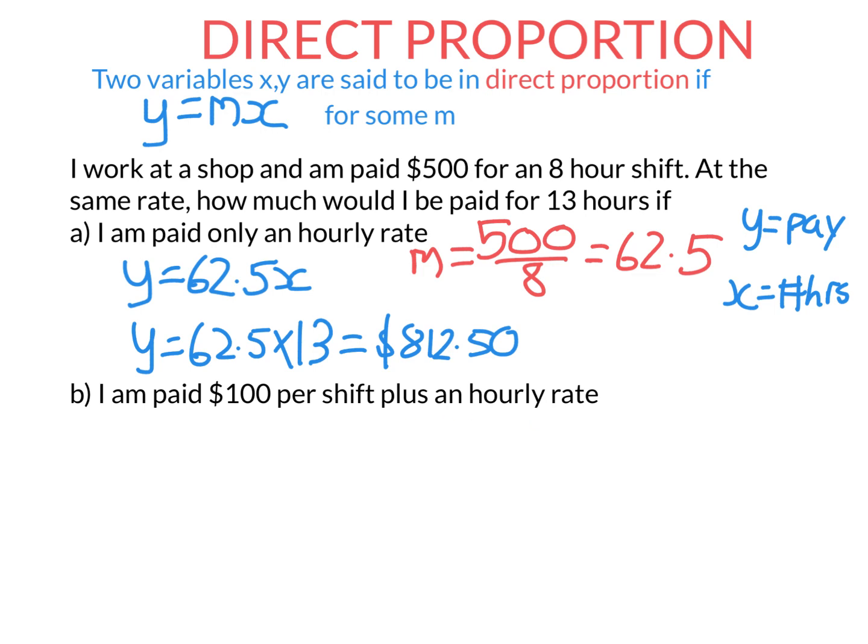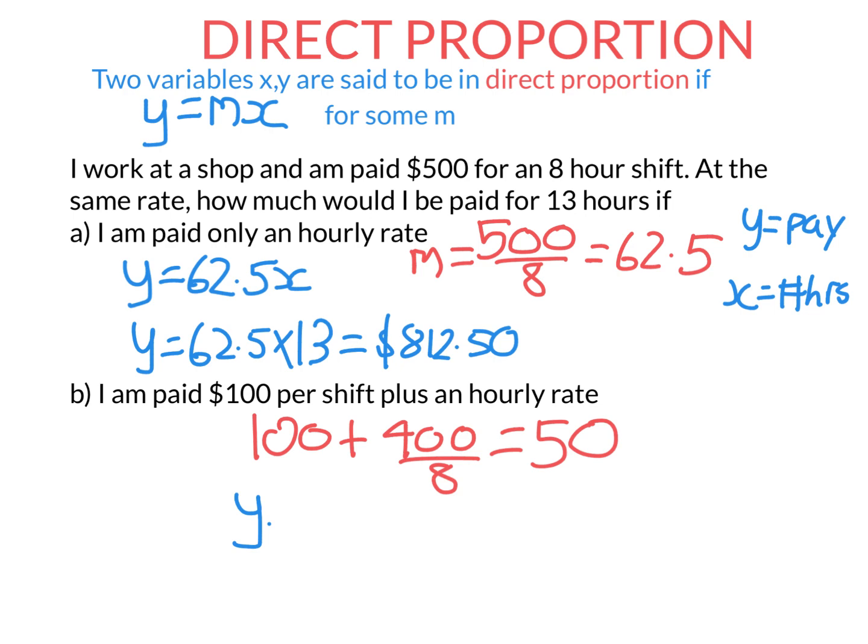That was nice and easy, but what if you are paid $100 per shift plus an hourly rate? Well, in this case, your hourly rate's not 62.5 anymore. If you earned 500 for an 8-hour shift, you would have been paid the $100 per shift plus $400 for the hours. So 400 divided by 8 equals 50. What does that mean? It means in this case, your pay, which is y, is $100 for the shift plus $50 per hour.